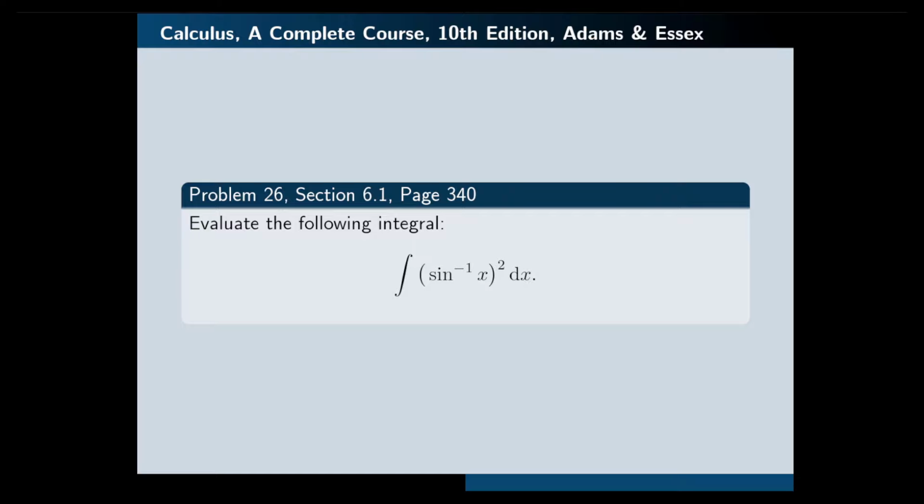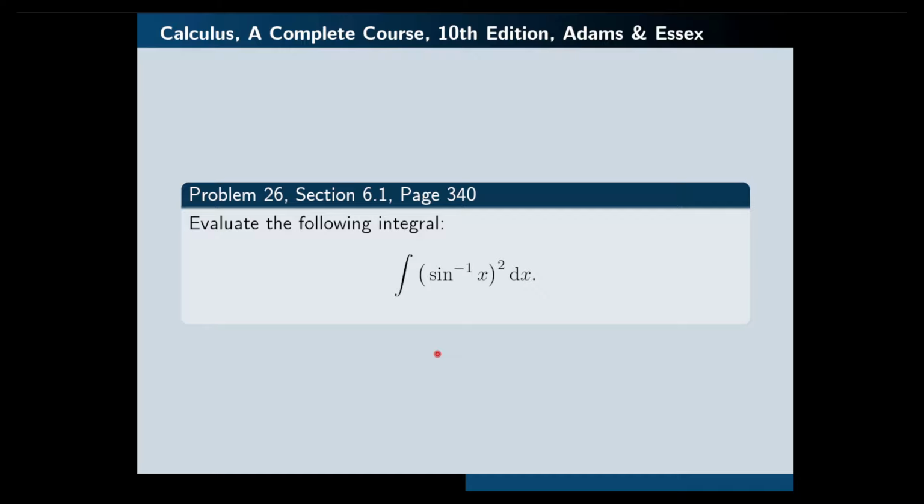Hello, in this video I'm going to solve the following problem for you. Evaluate the following integral: the integral of sine inverse of x squared. It would be a good idea if you pause the video at this point and try to solve the problem yourself first.